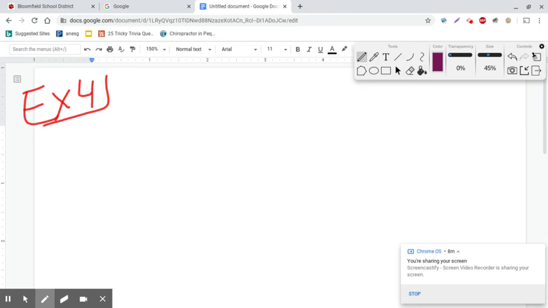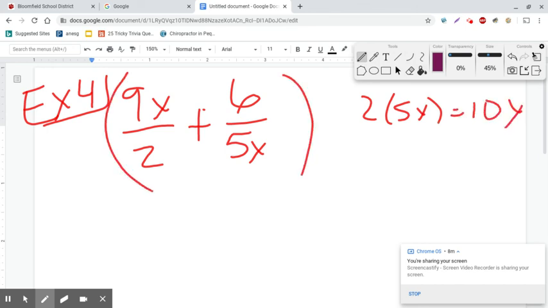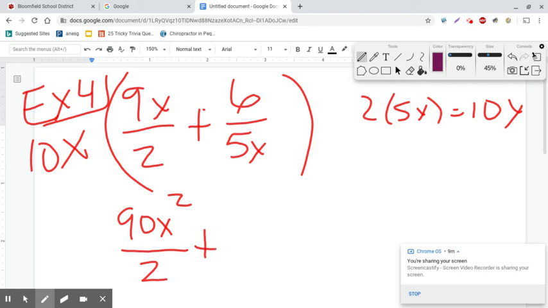Last example, example 4. All right, example 4 is, let's go with 9x over 2 plus 6 over 5x. All right, so we're going to do 2 times 5x, which gives us 10x, which means we're multiplying everything by 10x. All right, which gives us 9 times 10 gives us 90. x times x gives us x squared. Keep that over the 2 still. Plus 10x times 6 gives us 60x. Keep your 5x.